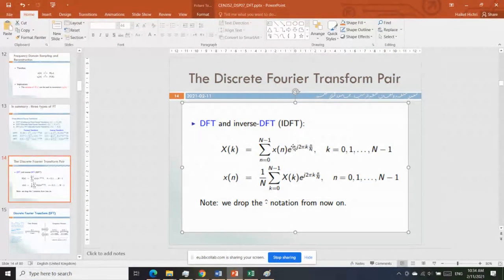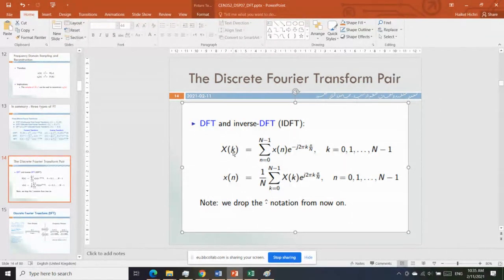Notice here the exponential, this sinusoidal exponential, is also discrete. So j, the imaginary number, 2 pi k n over the total number of samples. So n is the range here of the sum. N is the total number of samples. K is the frequency sample, the frequency index. See, K here is the Fourier transform index.